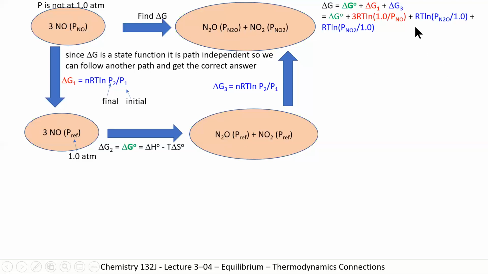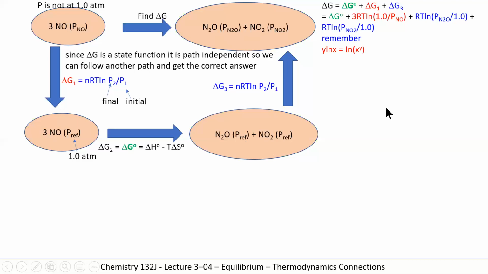Again, we're using nRT. In this case, it's 1 mole of N2O. Similarly, it's 1 mole of NO2. We're going to do it for both of those particular substances, and that's why there's 2 more terms here. One for the N2O, one for the NO2. Same equation we're using. In each case, the final pressure is what the pressure was in this equation, but the original pressure was our reference point of 1 atmosphere.